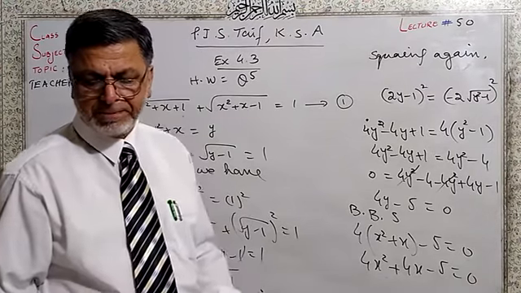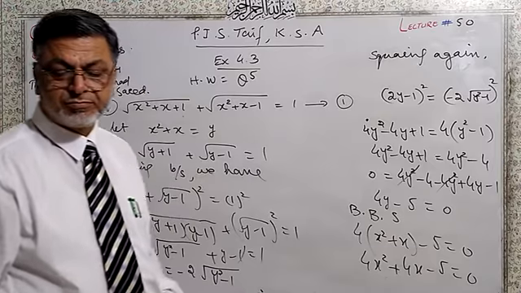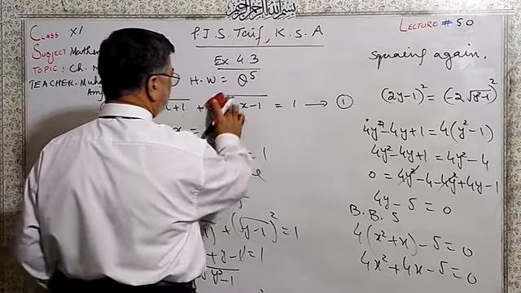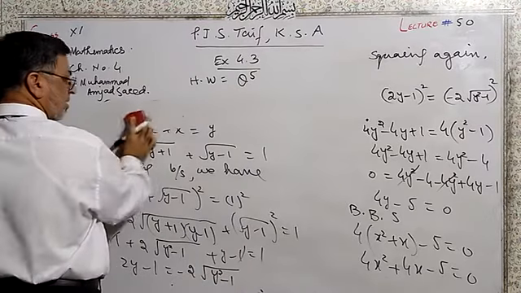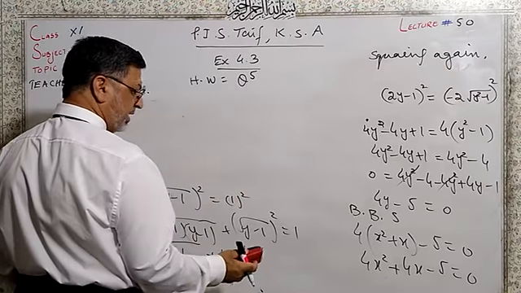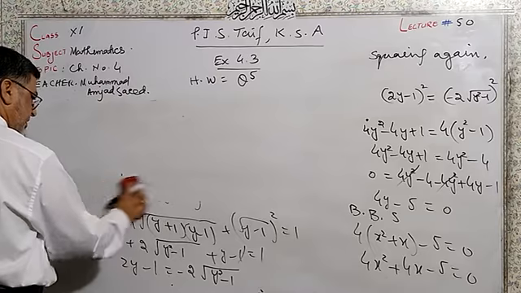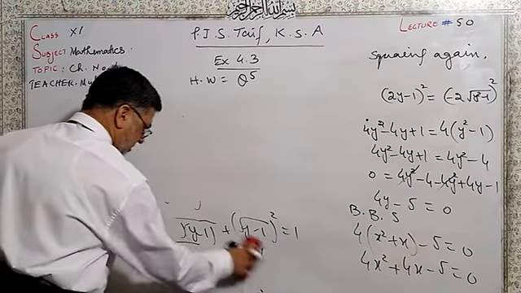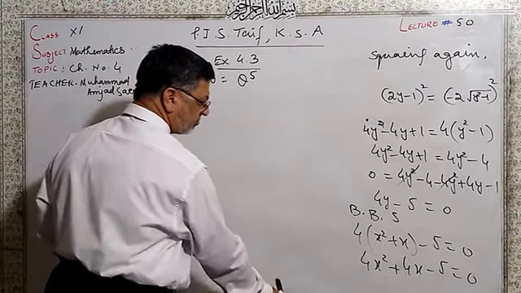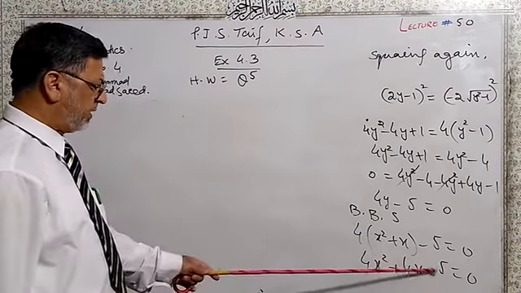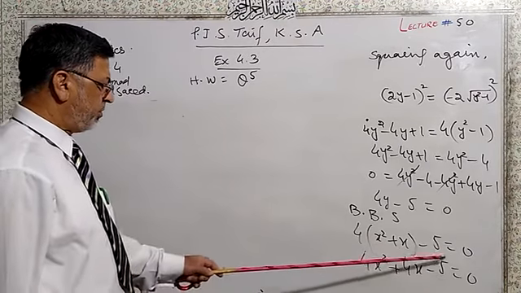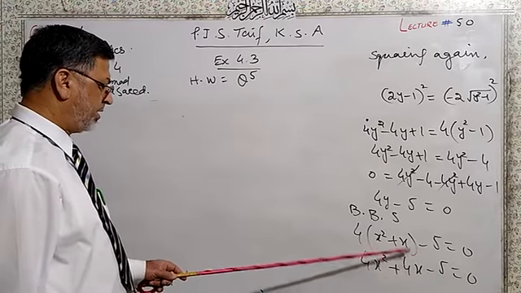Here we can have 4y square plus 4x square plus 4x minus 5. We can check whether its factors can be made or not. 4 times 5 is 20. So 4 and 5, maybe 1, no. 2 and 10, no, we cannot make factors.